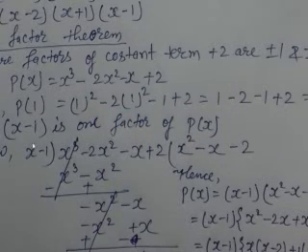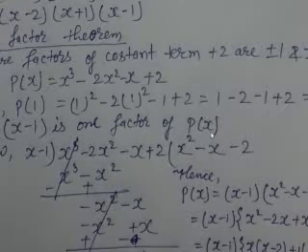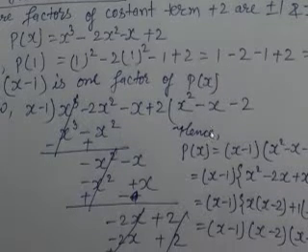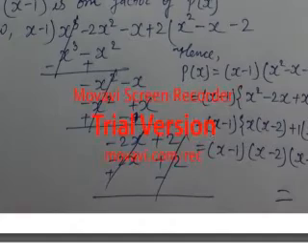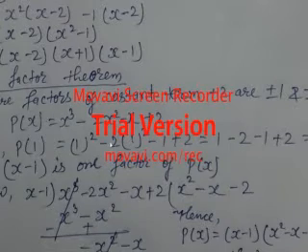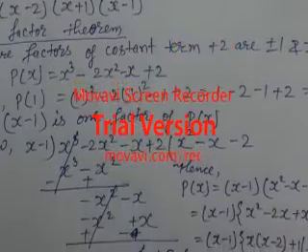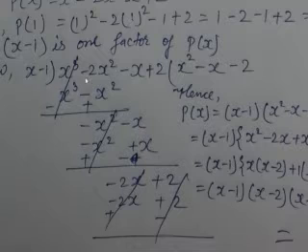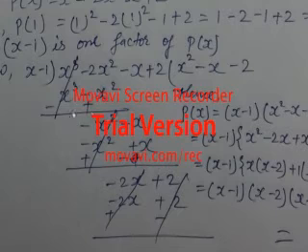Since 0 is there, x minus 1 is a factor of P(x). Now we have to divide the given polynomial, that is x cube minus 2x square minus x plus 2, by this factor. So x minus 1 is dividing x cube minus 2x square minus x plus 2. What we will do is multiply x minus 1 with x square, so it becomes x cube minus x square. So the x cube terms get cancelled.